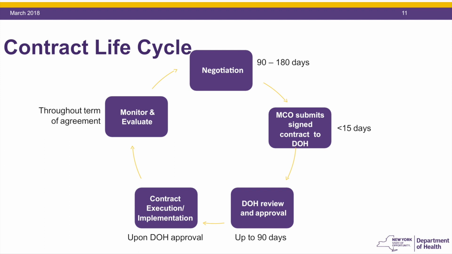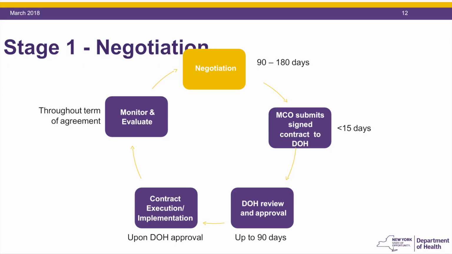Okay, so the contracting life cycle. We developed this to summarize the five steps of how a contract comes to life, the negotiation being the very first one. If you click to the next one, we can start there. Negotiation is the very first step in a contract.